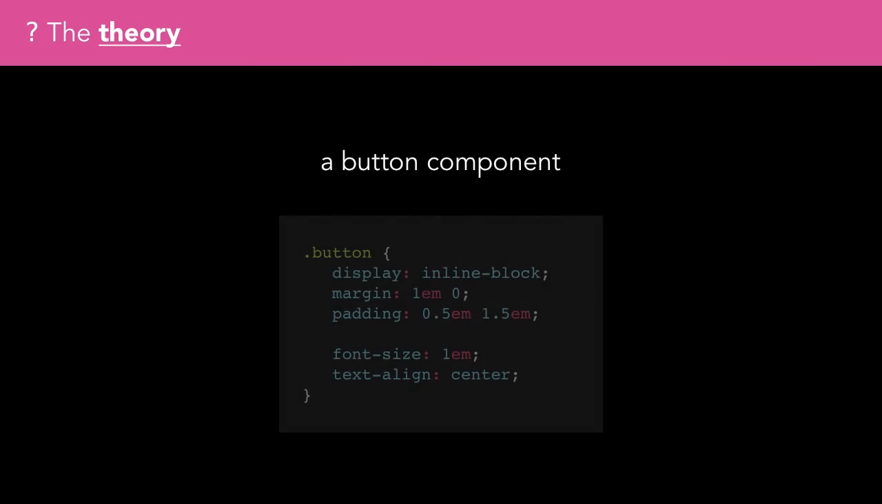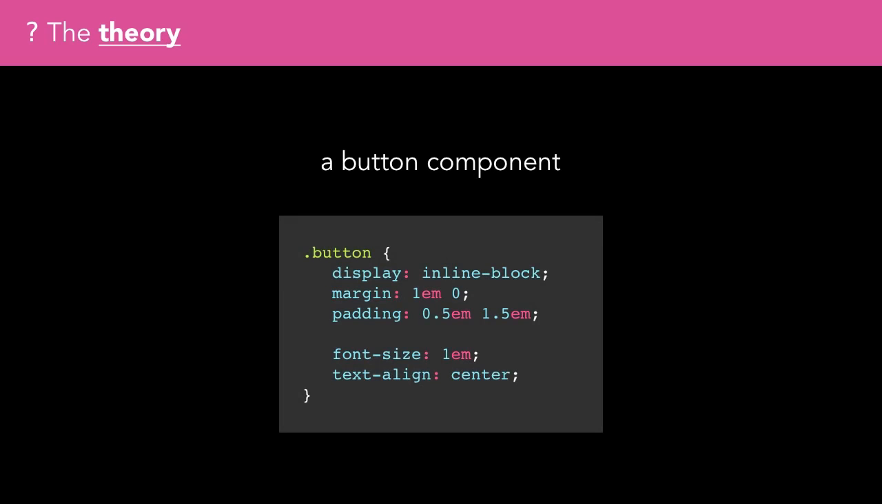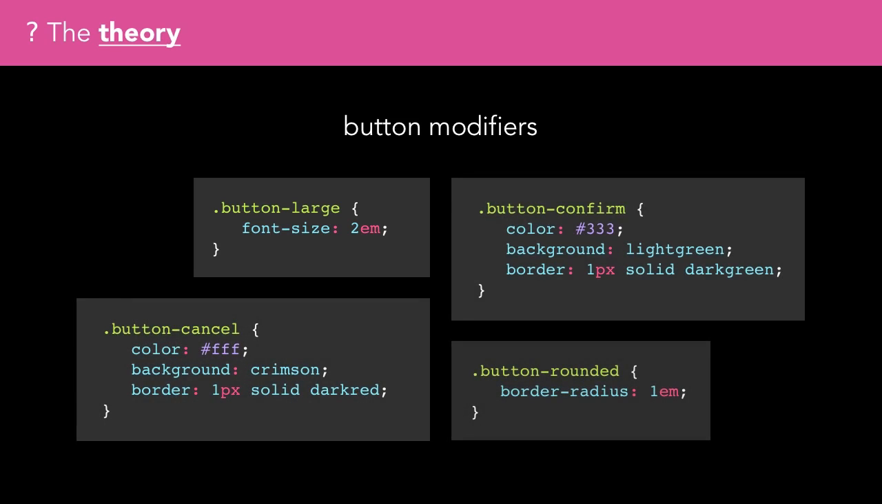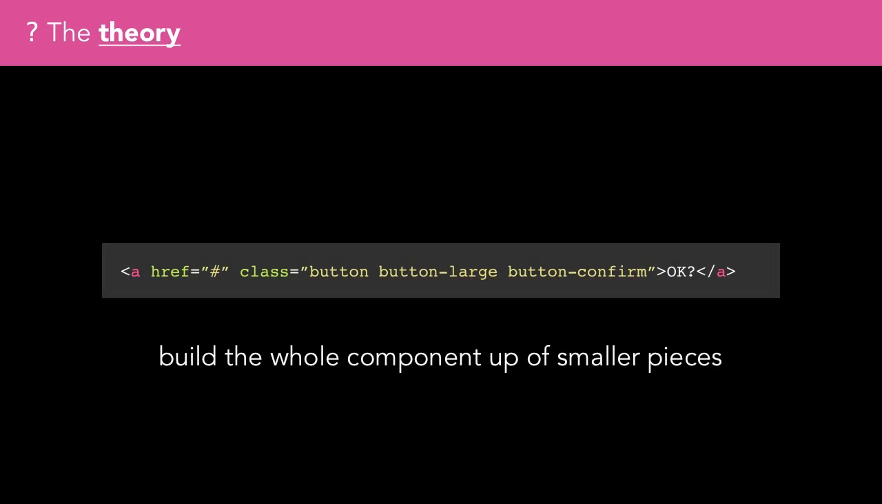We could have a reusable button component with the following structural styles. We could then create a series of modifier classes that allow us to create a range of different buttons for use throughout a project. These modifier classes can then be added to the markup as needed to build the whole component up out of many smaller pieces.